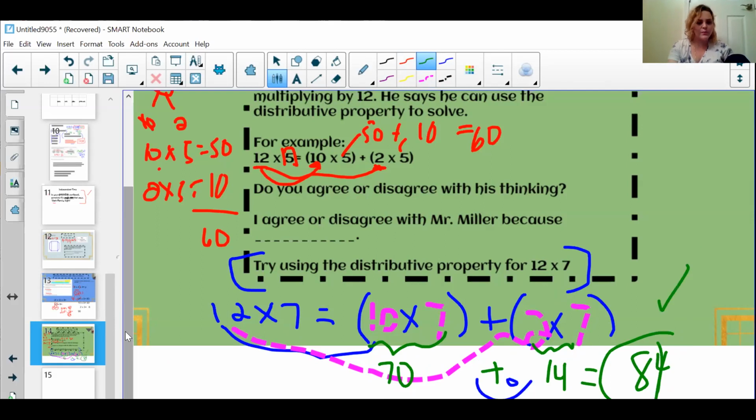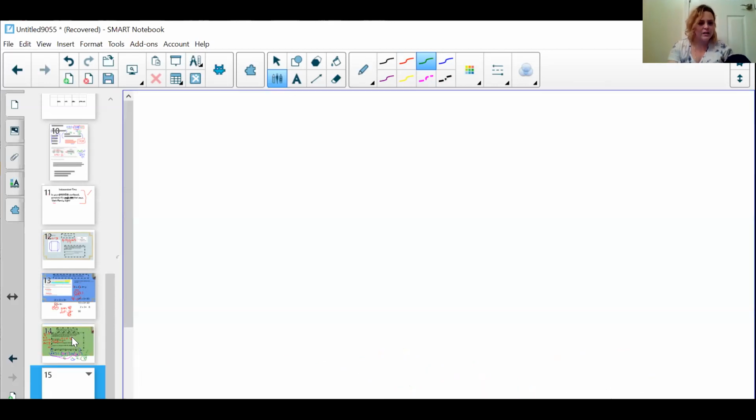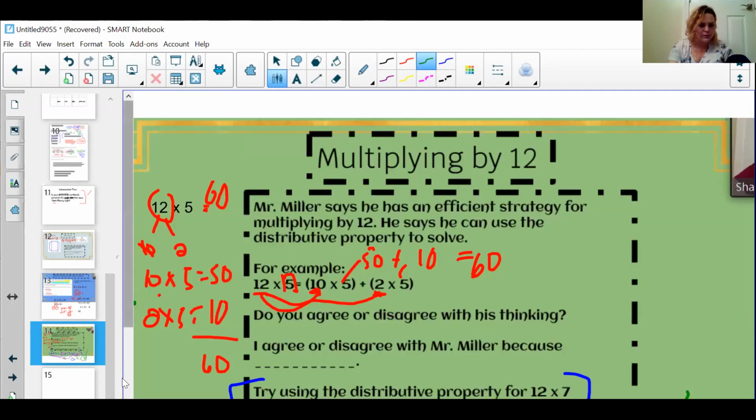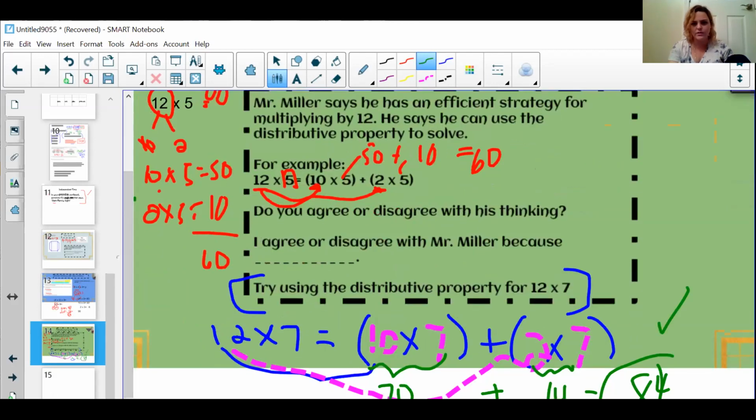For the last part of this math lesson, I want you to try it out on your own. So I'm going to stop sharing this file to show you your independent work for today. I want you guys to try using the distributive property for the following equations. We've already done the first one, so don't worry about doing the first one, but I do want you to use the distributive property for this equation that says 12 times 8, 12 times 9, 12 times 10, 12 times 11.